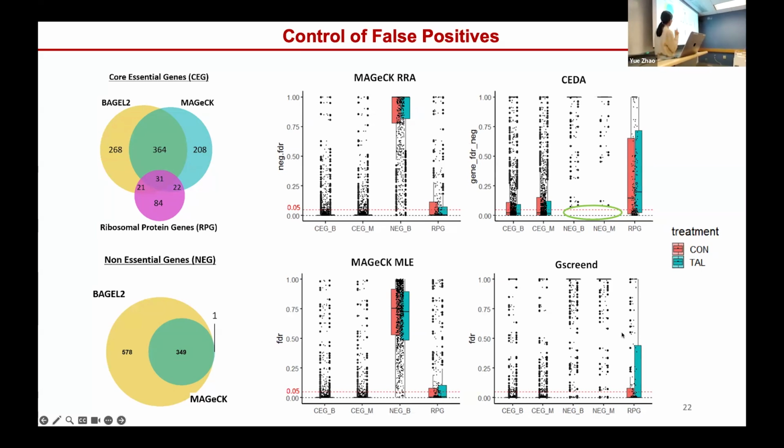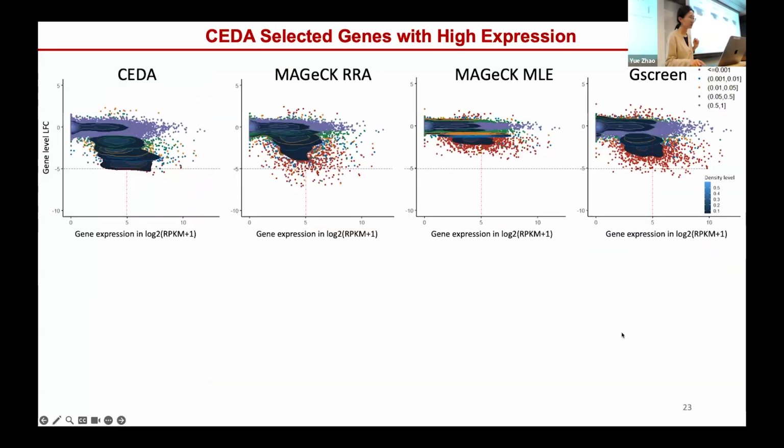Ideally, we want all the core essential genes to fall below the 0.05 selection cutoff. And we want no dots here for the non-essential genes, because we don't want to wrongly select any of those non-essential genes. As you can see, out of all the 4 different methods, CEDA is the only one that correctly didn't select any non-essential gene. So that demonstrates CEDA has the best false positive control.